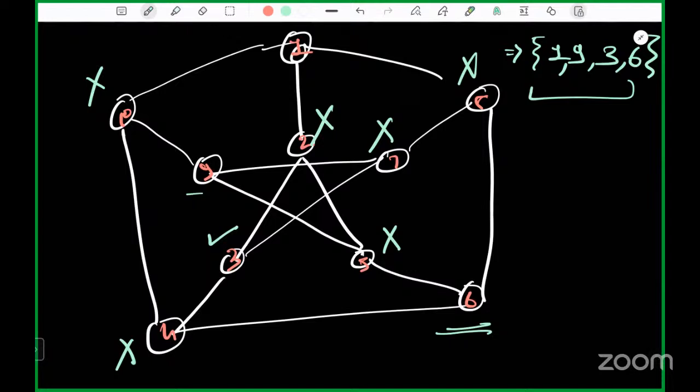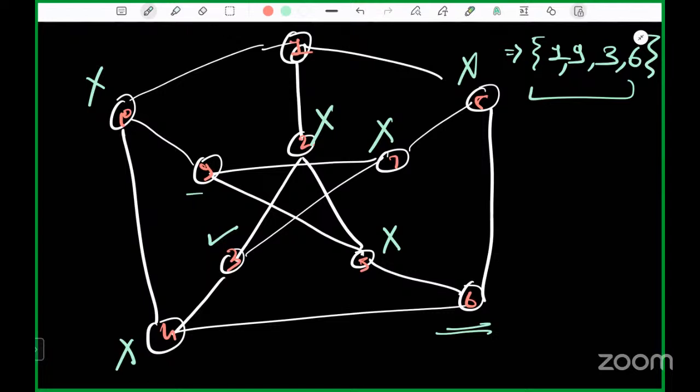Okay, so the answer is wrong. For coloring, the minimum is 3, the maximum is 4. Yeah, I'm talking about the maximum independent set, not the minimum vertex cover.